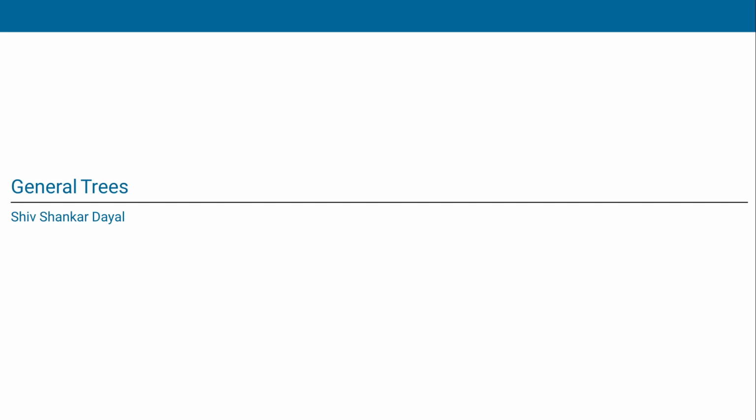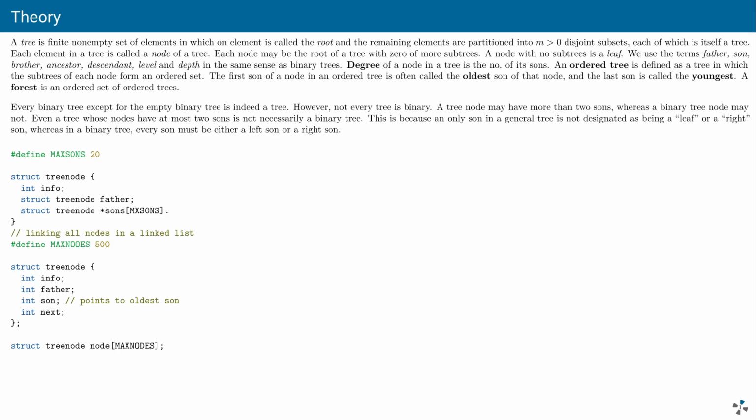As you know, we have covered binary search trees, red black trees, AVL trees, and splay trees. So we will now study general trees or multi-way trees. They are also known as M-ary trees. That is, they can have M children.